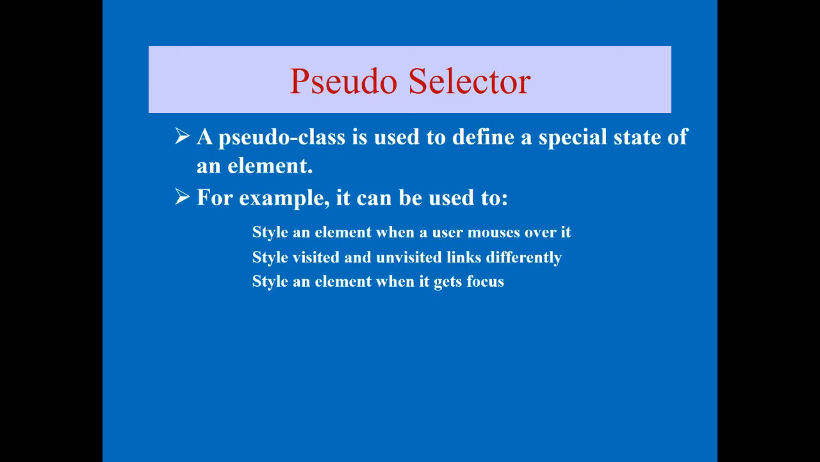Coming to the next one, the pseudo selector. A pseudo class is used to define a special state of an element. Any different kind of special state of any element you can define with pseudo selectors. For example, style an element when a user mouses over it. Suppose you put your mouse on a particular element, and at that time if you want any kind of format designing, we can do it with the help of the pseudo selector.